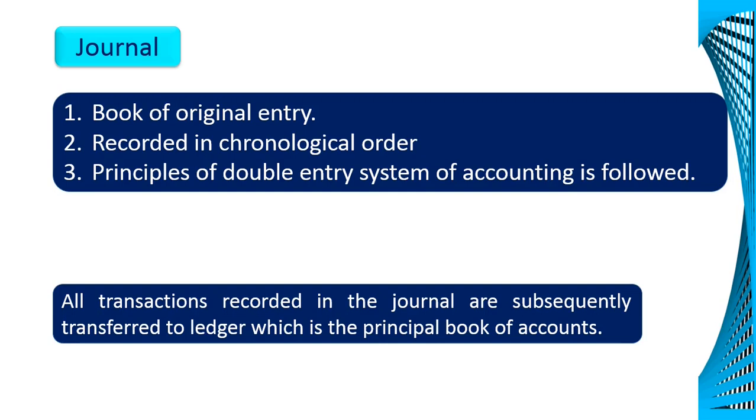Every financial activity of a business enterprise affects two places at the same time, and both the aspects, that is debit and credit, are recorded simultaneously in every journal entry. Accountants term this system as double entry system.